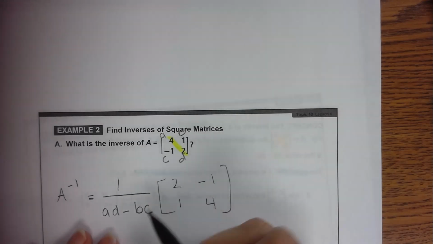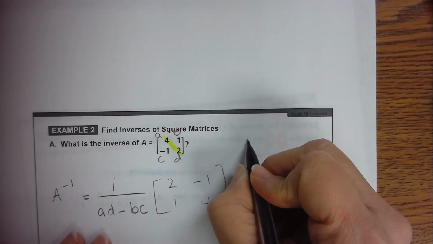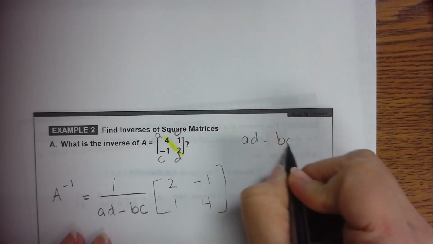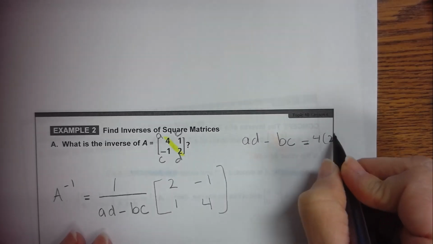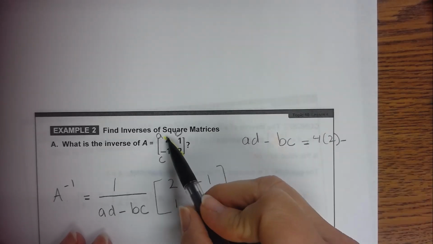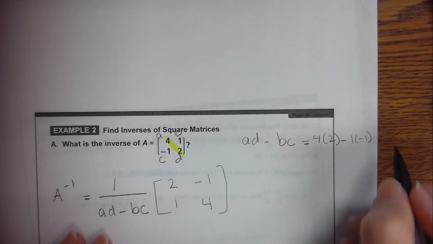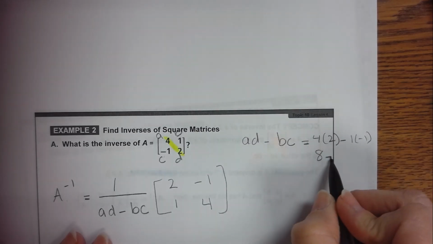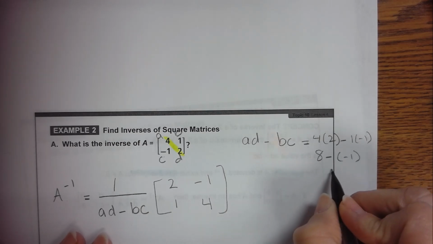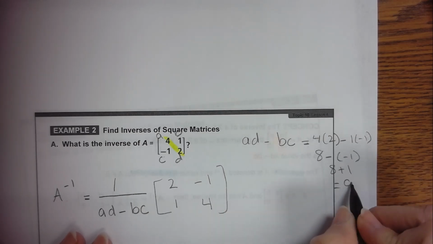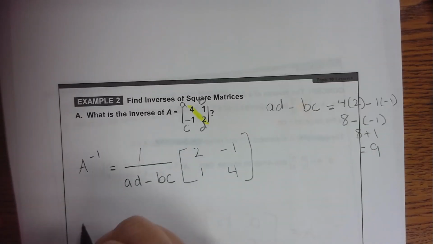Okay, so let's calculate the determinant. I'm going to calculate the determinant over here on the side. AD minus BC is going to be 4 times 2 minus BC, 1 times negative 1. So this is 8 minus negative 1, which is 9. So 8 plus 1, which is 9. Okay, so the determinant is 9.